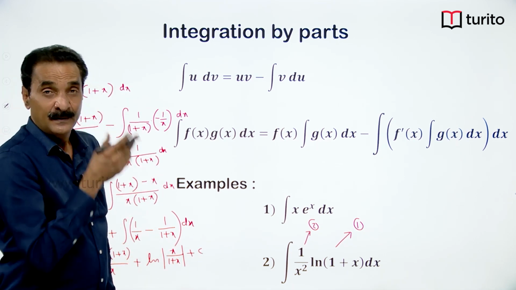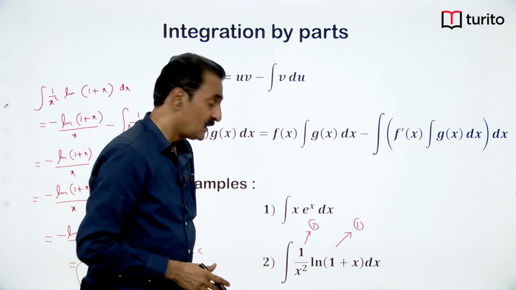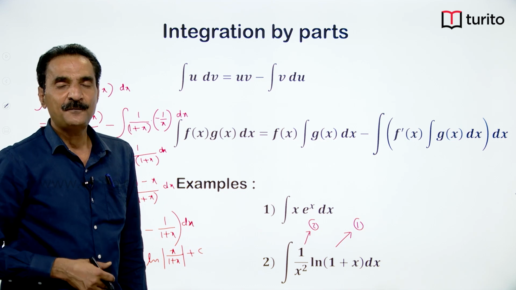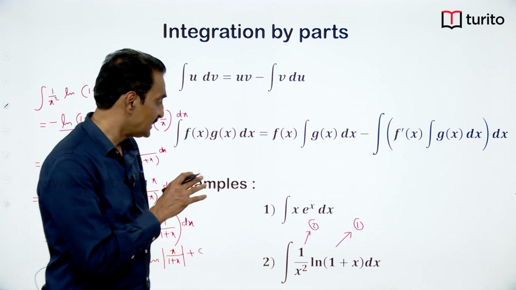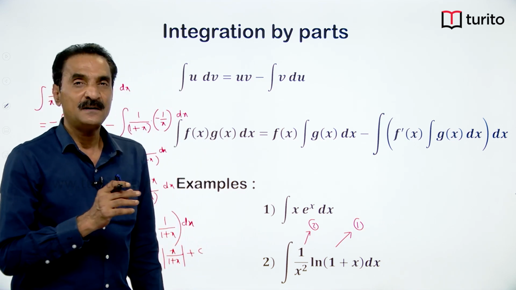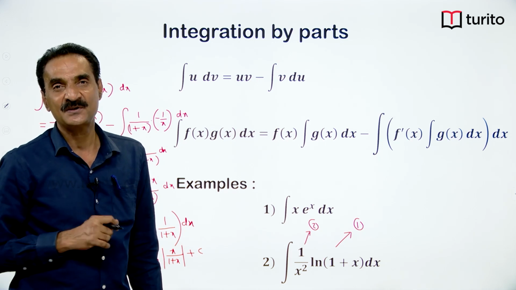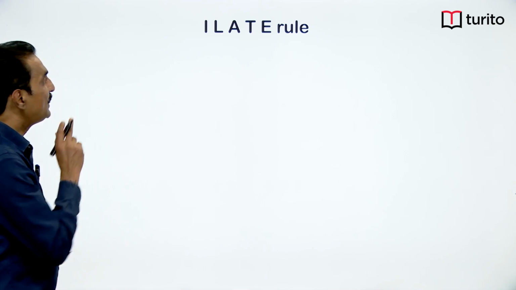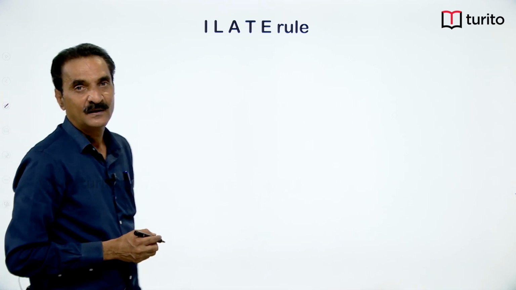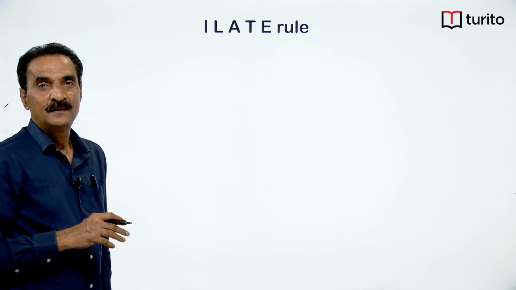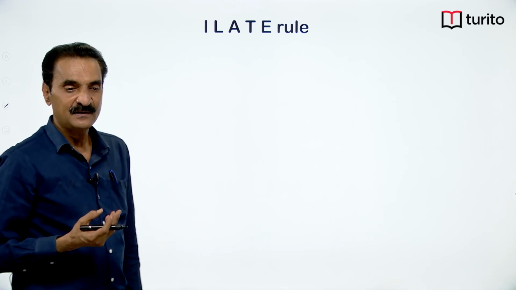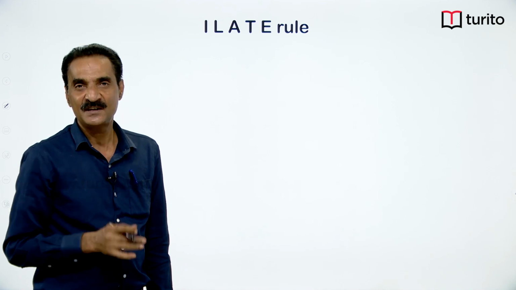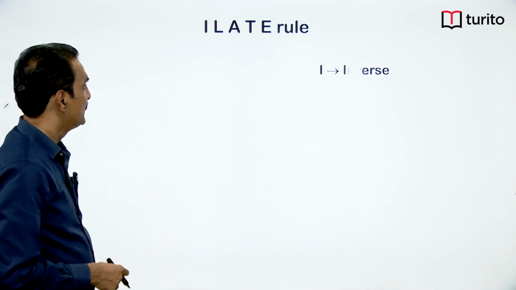So, this is the integral of 1 by x square into ln 1 plus x. But if you feel uncomfortable while selecting first function and second function, you can remember one rule, that is called ILATE rule. You can easily remember and you can easily take first function and second function without much thinking according to this rule.